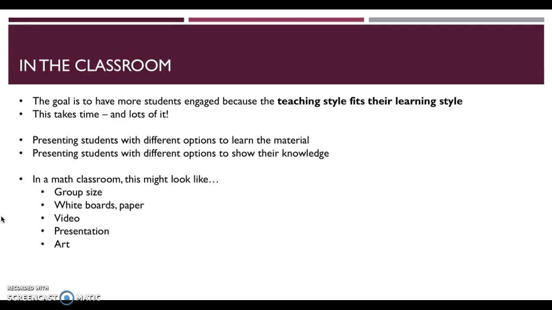Okay, so in the classroom, the goal is to have more students engaged because the teaching style fits their learning style. And that is something I really like and makes a lot of sense to me. I think that's one of the main definitions of differentiation. You could say teaching style fits the learning style. And everyone can have a different learning style, so why wouldn't we teach that way as well? We can't just teach one way and assess one way and assume that we're going to get all the students. I mean, maybe we'll get the majority, but most of the time we probably won't. So that's why we're doing this.